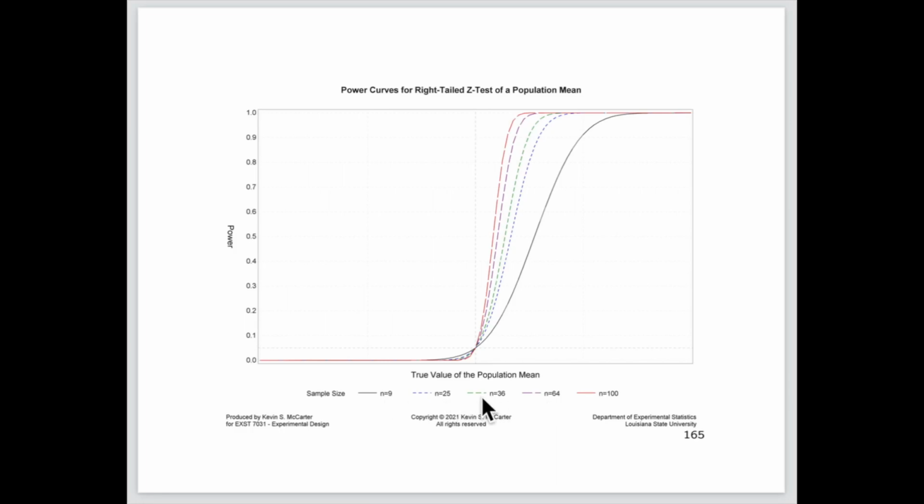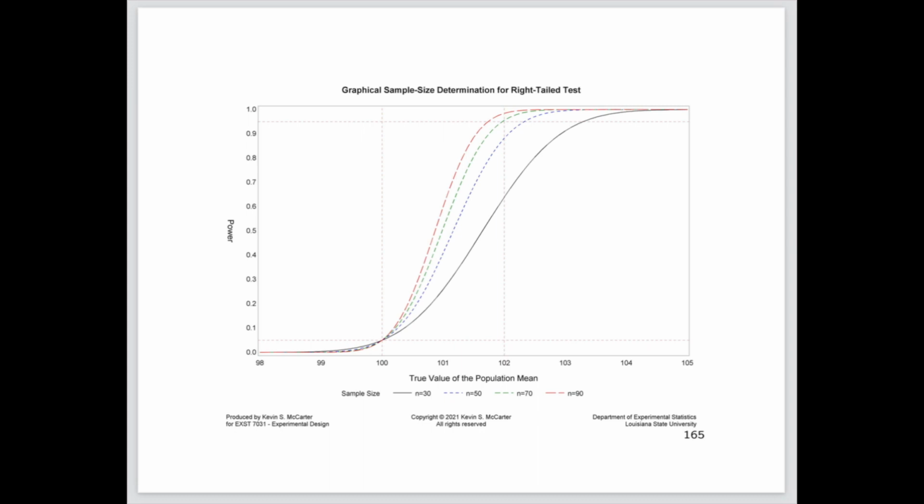Actually, let me see here. No, this is the wrong graph. Let me go ahead and correct this. I'm not sure what LaTeX has done here, but let me fix that and I'll be right back. Okay, I got that fixed.